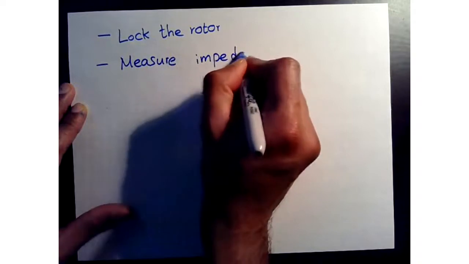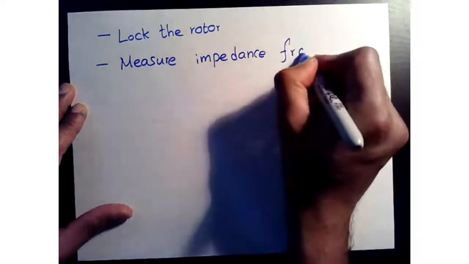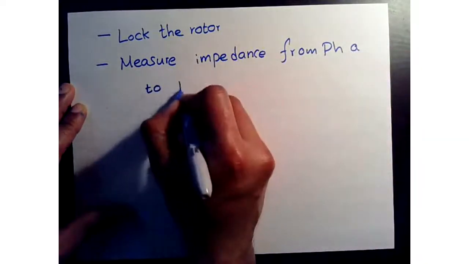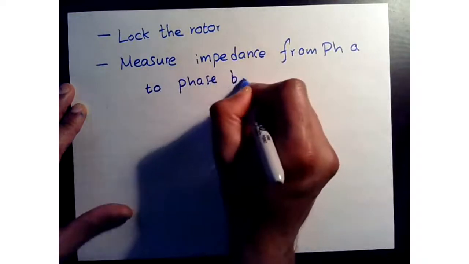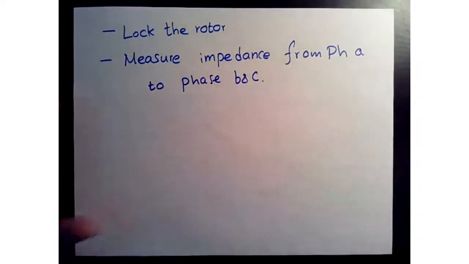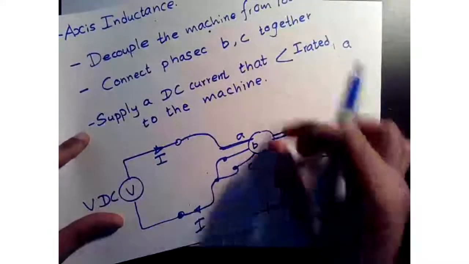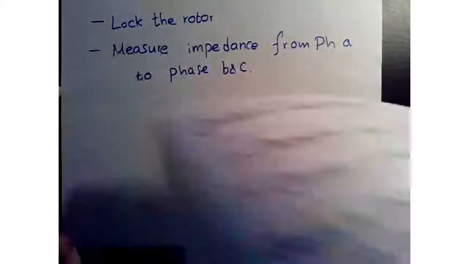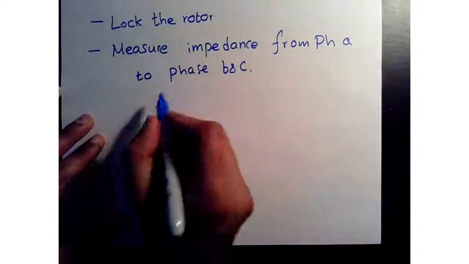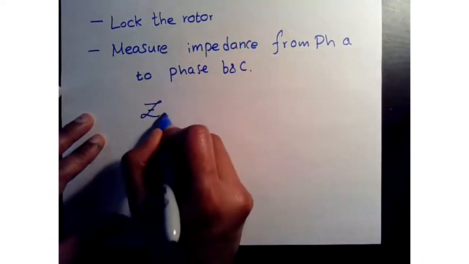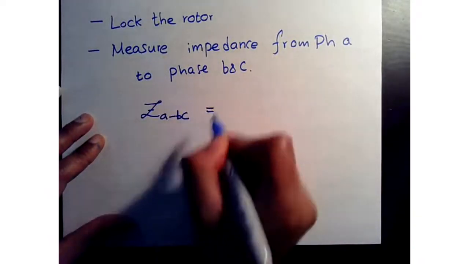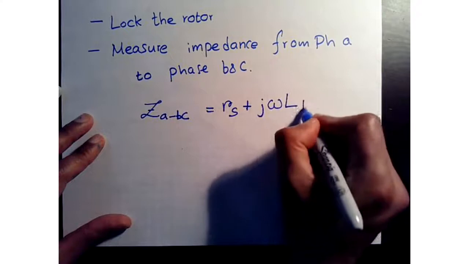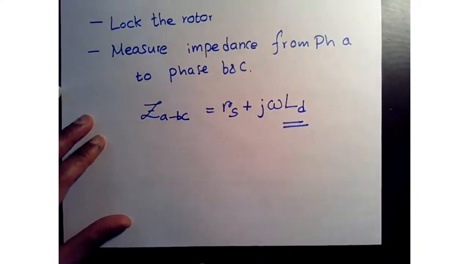impedance from phase A to phase B and C. You're not going to remove this connection, right? So once you lock the rotor, you measure impedance between these 2 points. Once you measure that, we'll call this Z A to BC. This can be written as RS plus J omega LD. You have your D-axis inductance.